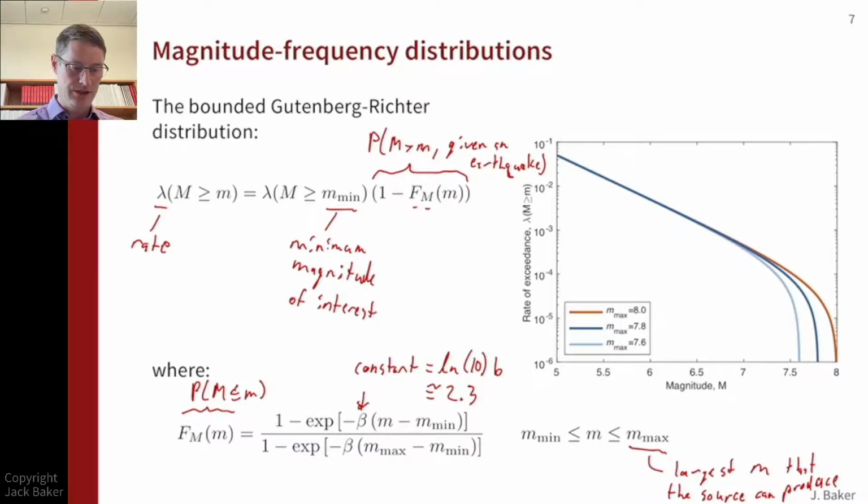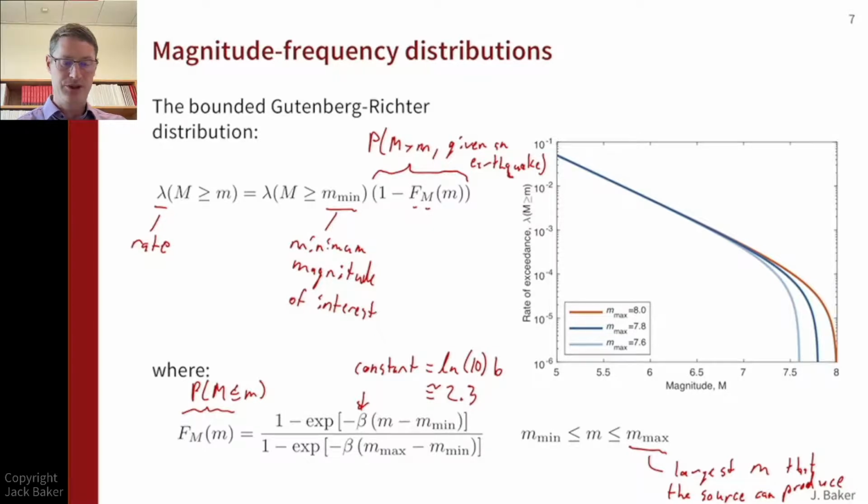Okay, so we talked about seismic moment being proportional to the area of the rupture, and then this moment magnitude is related to seismic moment. So we're constrained by the sizes of ruptures that a source can host in terms of how large a magnitude we could see. So there is some upper limit to these sources.